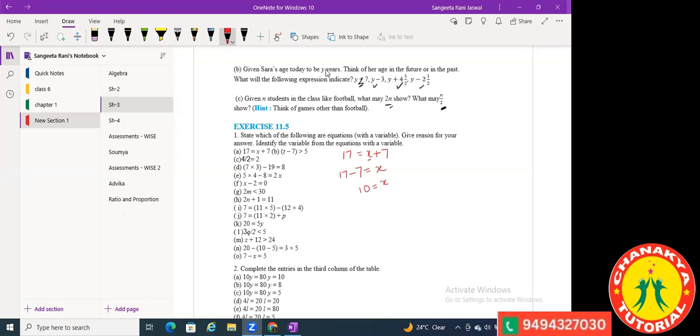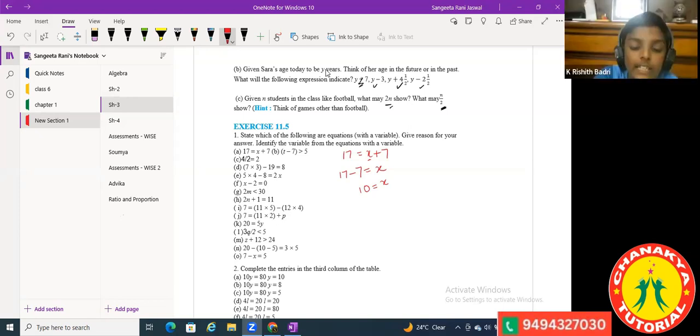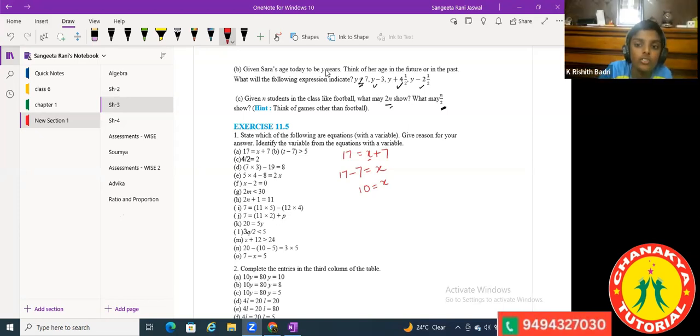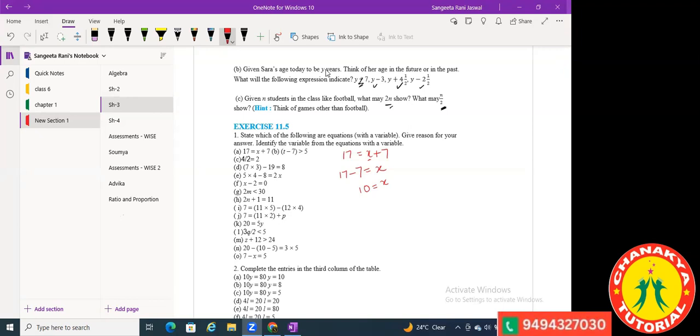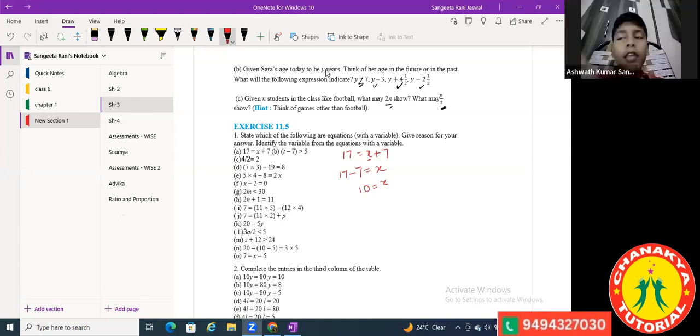Now the second one is not an equation. The first one was an equation because there was an equal to sign and we could find the value of x also, but they have not told us to do that in this question. Now the second one, there is no equal to sign, so this is not an equation. Are you getting me? Yes, ma'am.